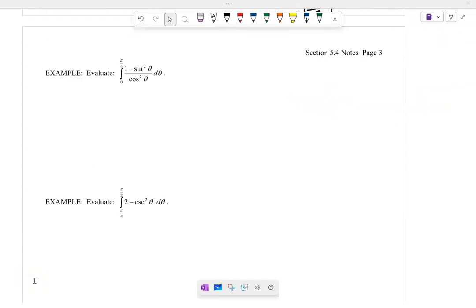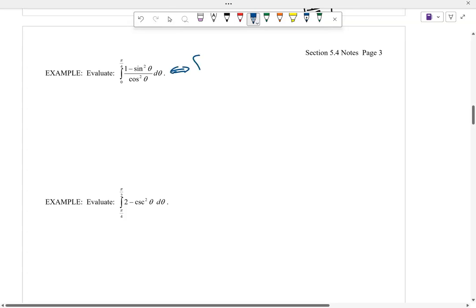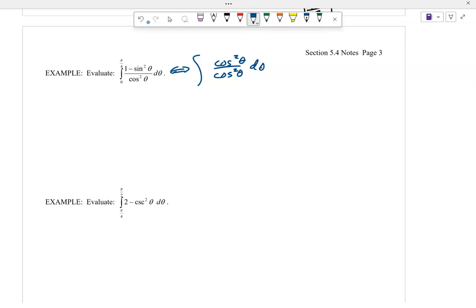All right, let's take a look at this next one. We got 1 minus sine squared. Remember, sine squared plus cosine squared equals 1. So 1 minus sine squared is the cosine squared. So I would switch that to the cosine squared over cosine squared, which is already there, d theta. Well, that's just a 1 d theta from 0 to pi fourths.